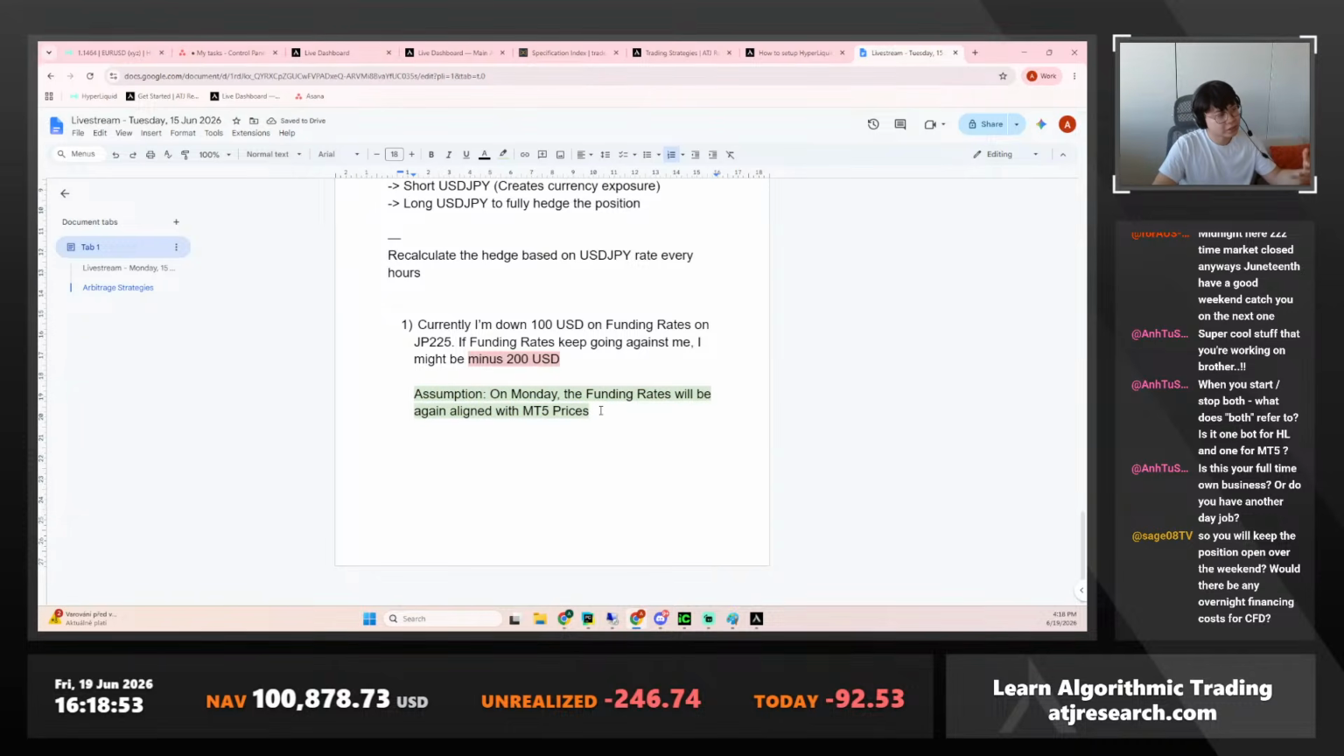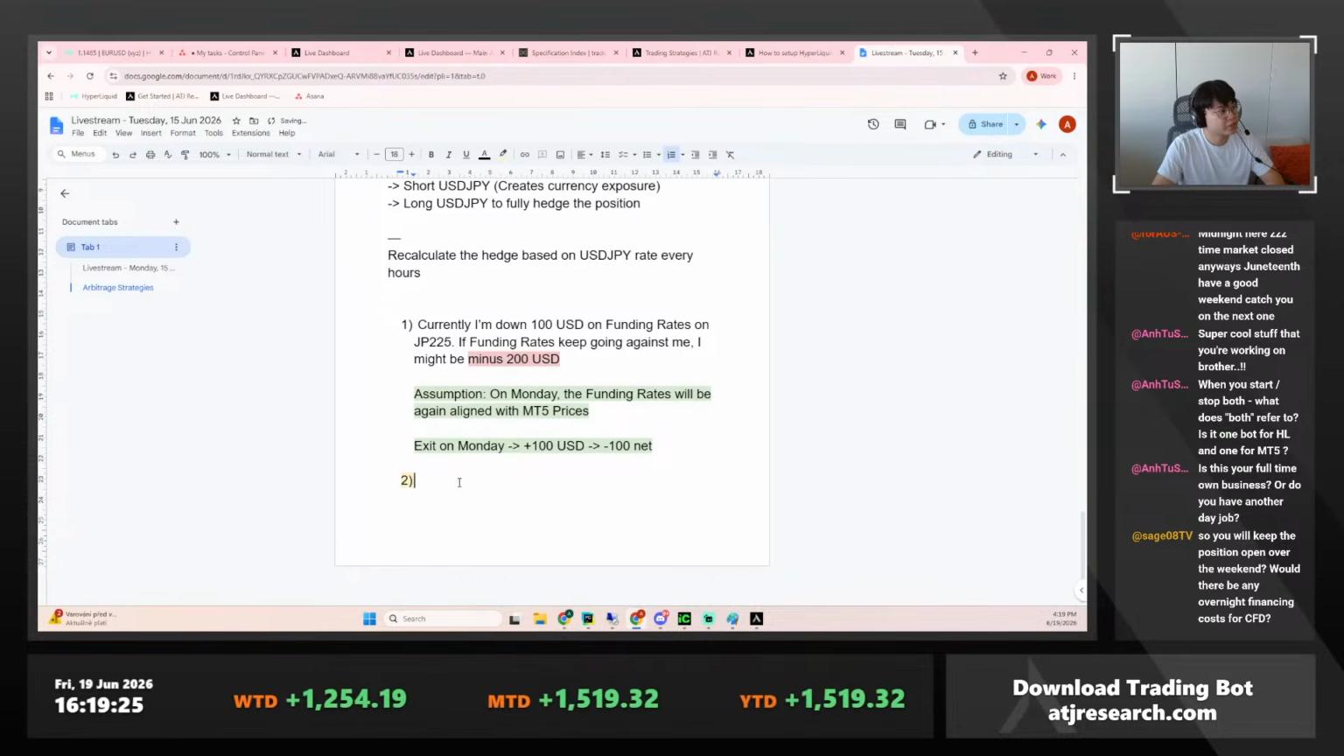So as a result, if I exit on Monday, if I make 50 USD on exit, right? So 50 USD times 2, I would make plus 100 USD. So in total, I will be minus 100 net. Okay, nice. Option number two. This is option number two.